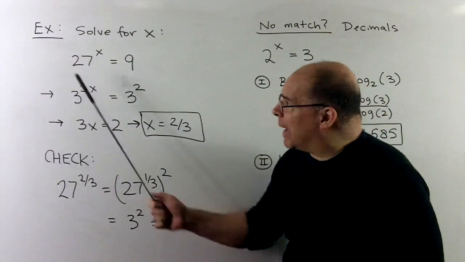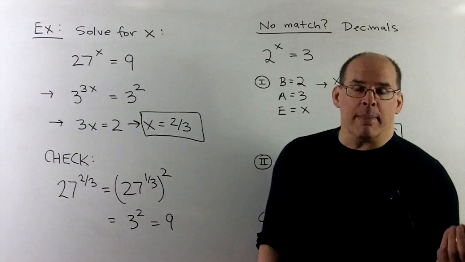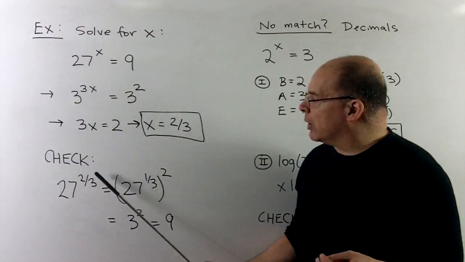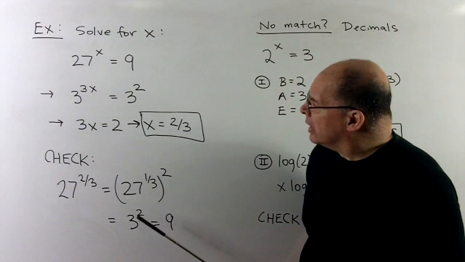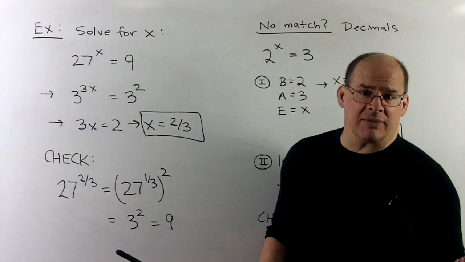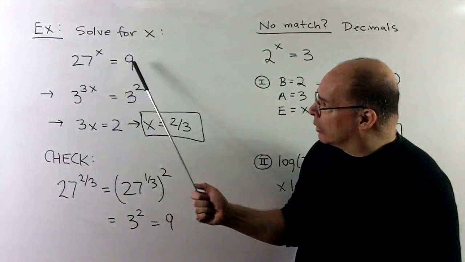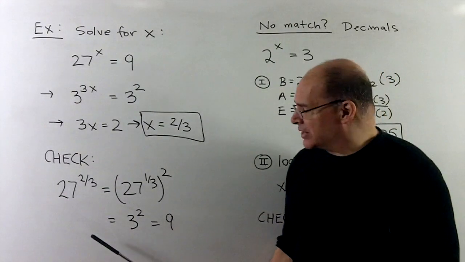Now we check back in the original, so I have 27 to the 2/3. Remember we could split this up. The exponent, I'll do the 1/3 first. 27 to the 1/3 gives us a 3. The cube root of 27 is 3. We square that, we get a 9, and then that's what we were looking for. So that checks out.